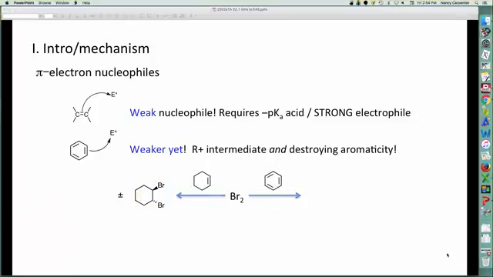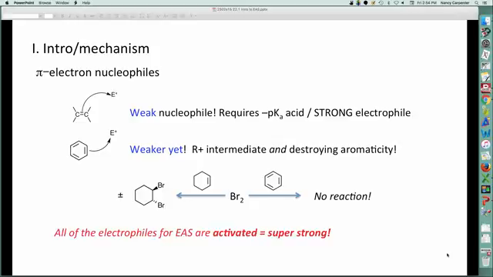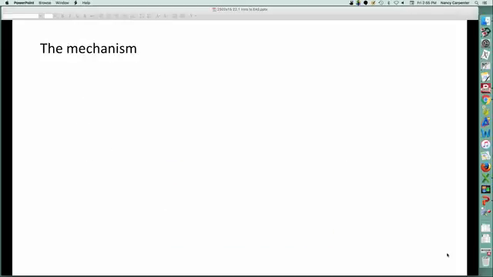But when I drip that red-orange bromine into a beaker full of benzene, the red-orange color just sticks around. No reaction takes place. So there's a huge reactivity difference. To compensate for that, every electrophile we add in electrophilic aromatic substitution is activated somehow, which makes them strong enough to tempt the reluctant aromatic.